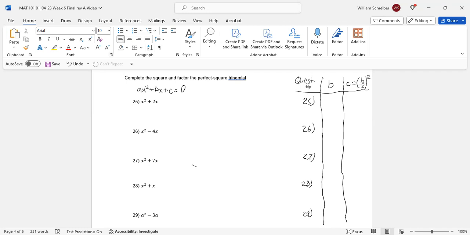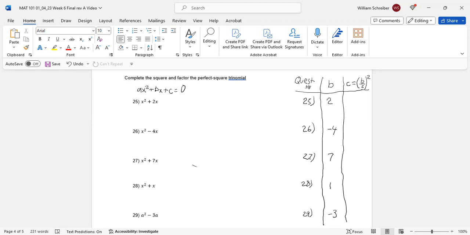For question number 25, we look at our b. The b value here is 2, so we put that in the table. For question number 26, the b value is -4. Question number 27, the b value is 7. For question number 28, the b value is 1. And for question number 29, the b value is -3. Great, now we've collected all the b values at one time.